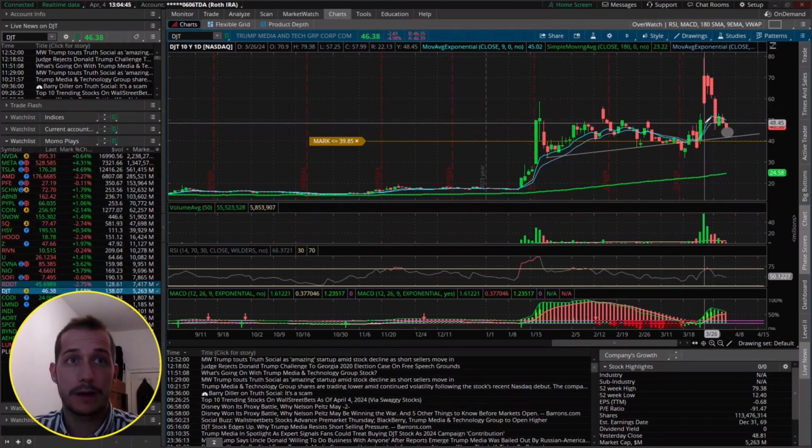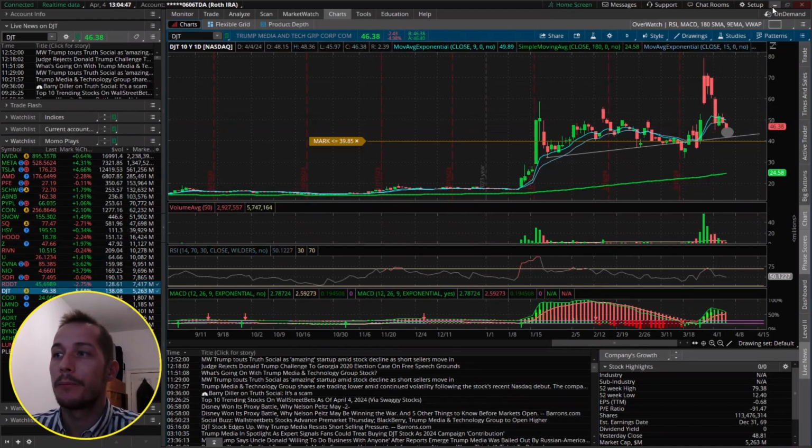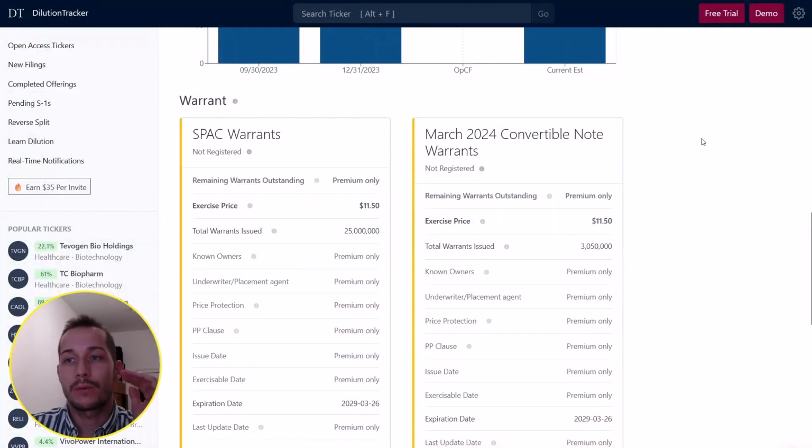We'll talk more about the chart in a second, but it just shows that right now, if they wanted to, they can register these, sell them. Whoever gets them can exercise at $11.50 and then dump it right on the market at roughly $46, and that's 25 million shares. Now, this ticker only has like 30 million shares outstanding, so that would completely destroy the stock, and I'm pretty nervous about that if I even wanted to, let's say, trade the momentum.